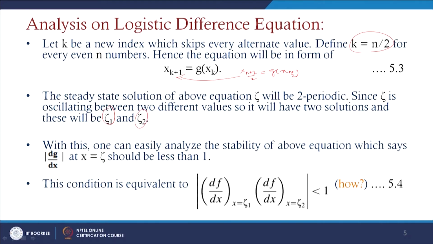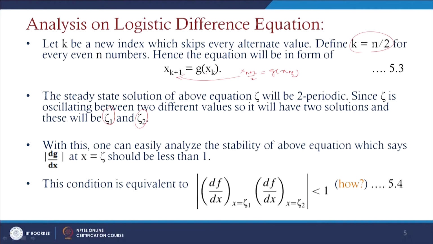With this one can easily analyze the stability of the above equation. Since we have x_{k+1} equals g of x_k, the stability condition can be achieved by differentiating the function g of x first order. So, we write that the absolute value of the first order derivative of g of x at x equals zeta should be less than 1. That is the stability condition we discussed in the previous lectures.